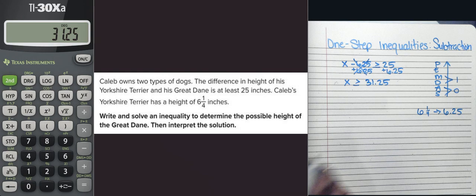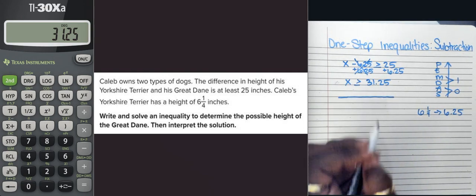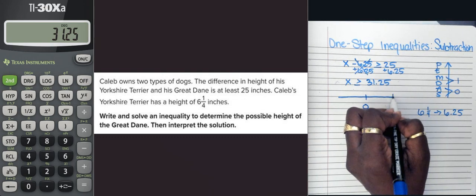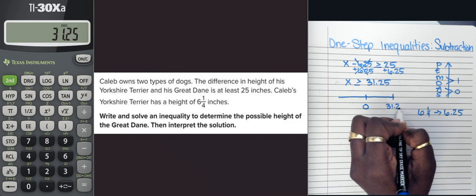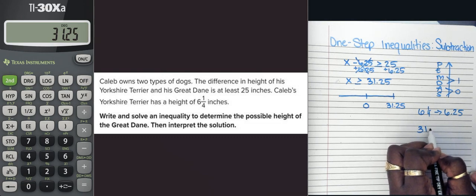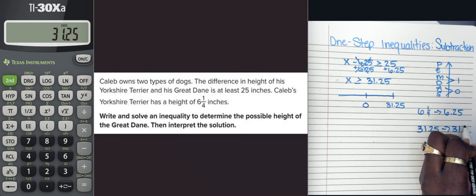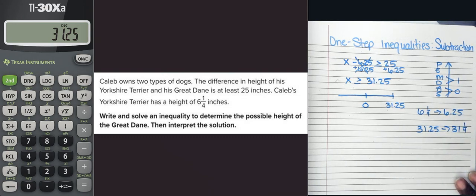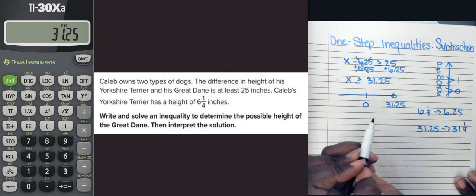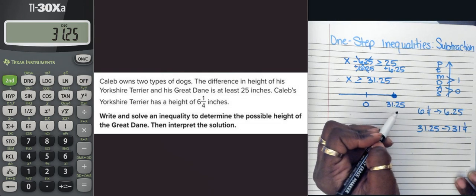Now, to graph that, because we don't know exactly how tall he is, but we know he's at least 31.25 inches tall, I'm going to put my number line. I'll put 0. 31.25 is going to be on the positive side, so I'll put that here. And if you're using the fraction form, 31.25 is the same thing as 31 and 1/4. Those are the same. Okay. So I'm going to put my circle here. And it needs to be a shaded circle because we see that it can also include 31.25, right?